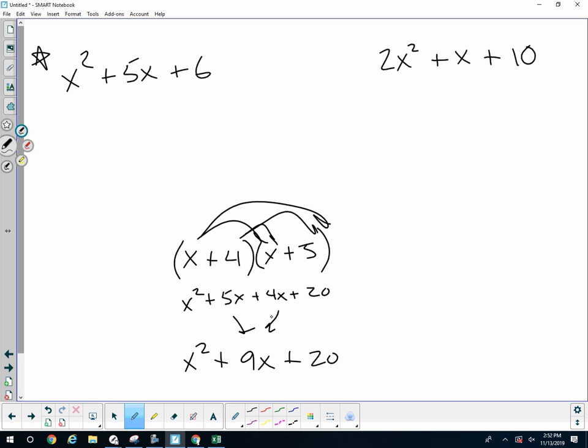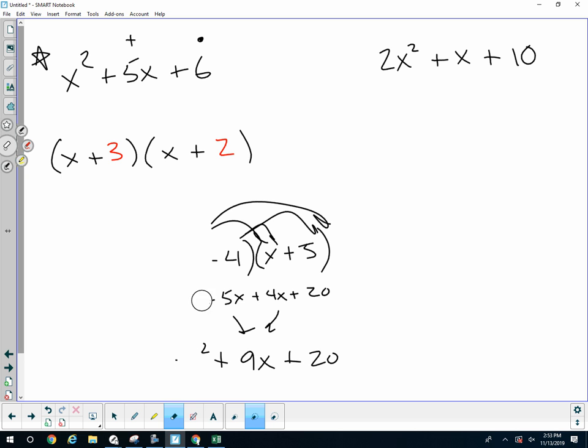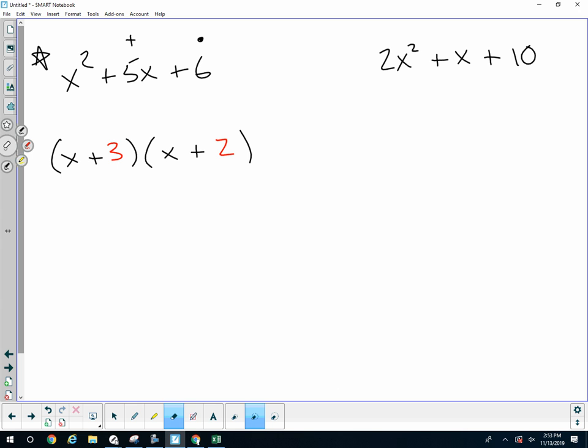So all we need to do, understanding that this can turn into this, is understand we're going to have x plus a number times x plus a number. And we just need to find the two numbers that add to get 5 and multiply to get 6. We get 3 and 2. That's it. Are we comfortable with that? This should be fairly simple.